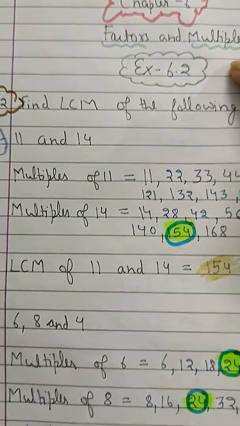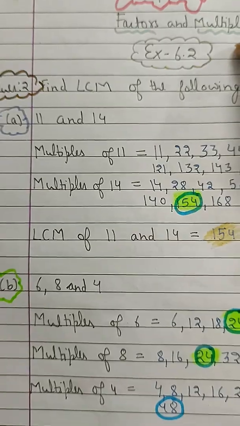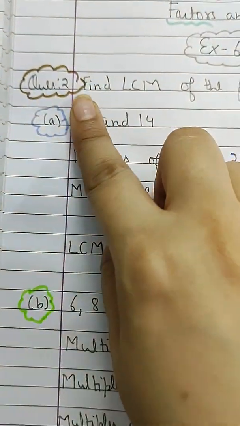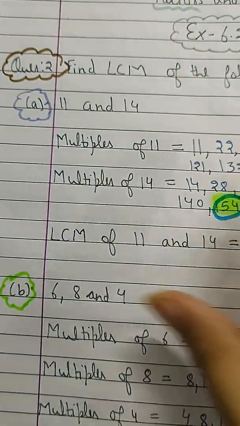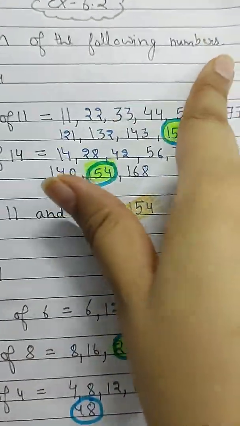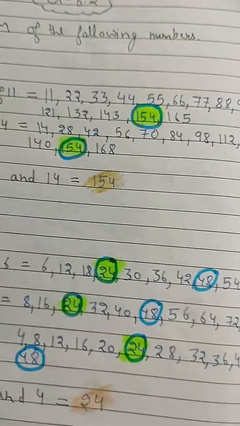Exercise 6.1 we have done in the book. Exercise 6.2 we are going to start from here. Question number 2 we are going to do, since question number 1 we have done in the book. Find the LCM of the following numbers.